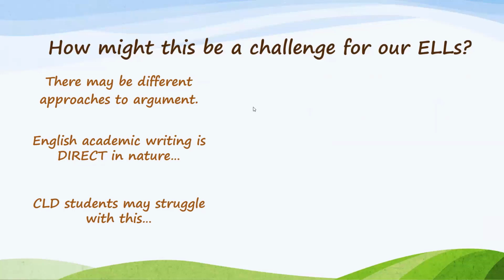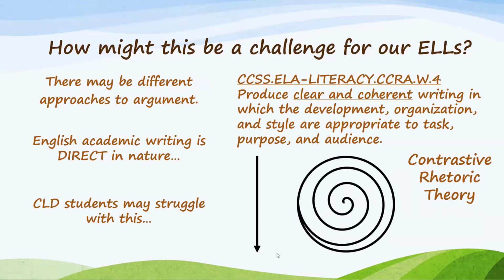Now, I'm going to take a look here at a diagram, and this is from Kaplan's early work on contrastive rhetoric theory. This is a bit of an oversimplification of the model. Here, this arrow going straight down is meant to signify English academic writing as being very direct and to the point. And here we've got a circular or spiral diagram. This is meant to represent the writing of students in many Asian countries, where they'll circle around an argument and come to the point at the end of their writing.